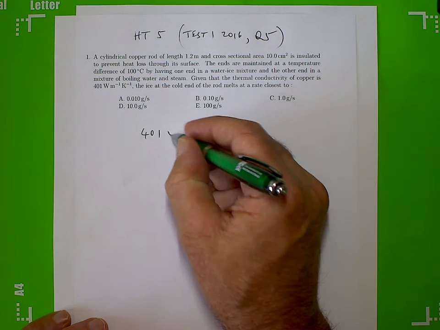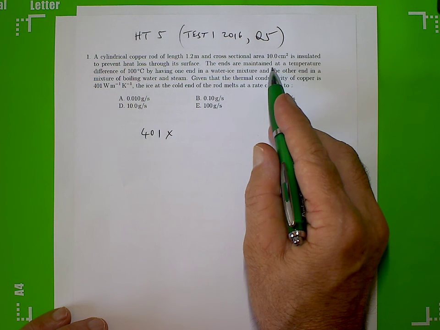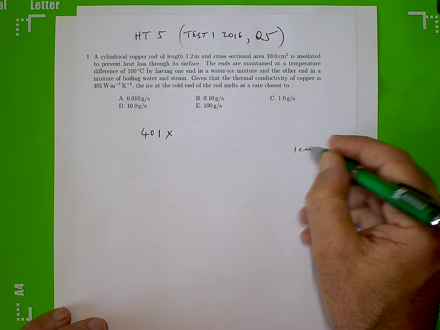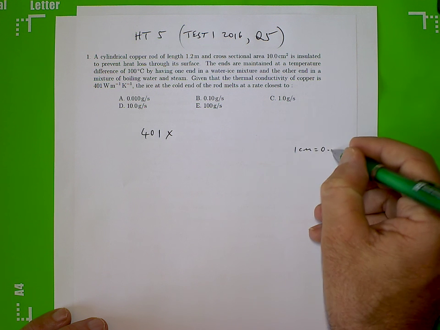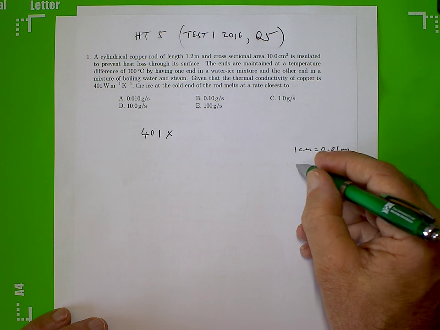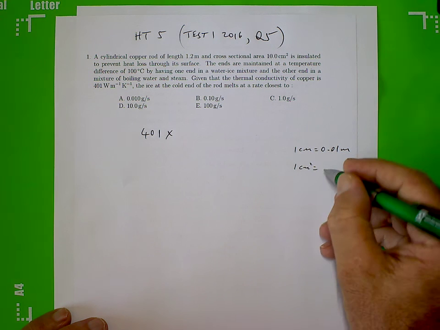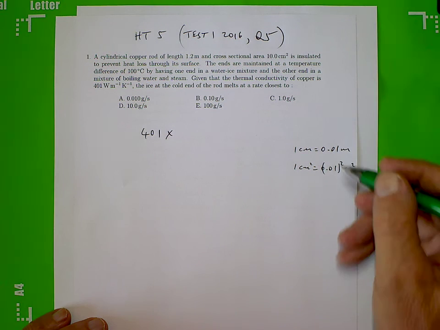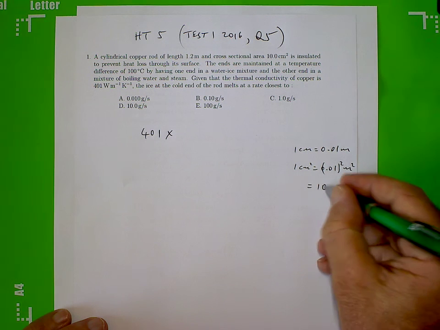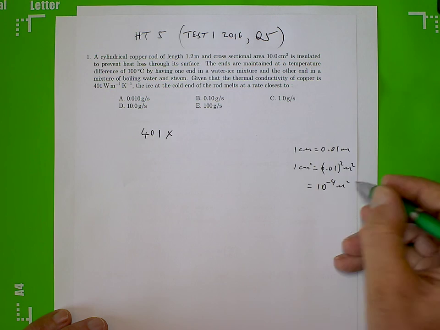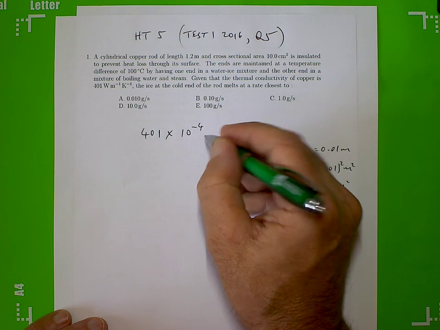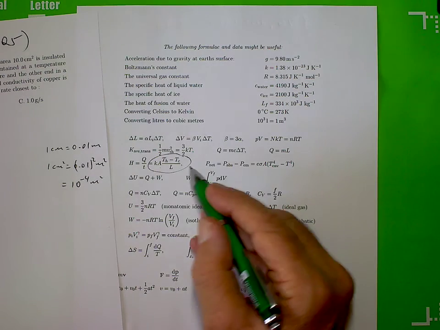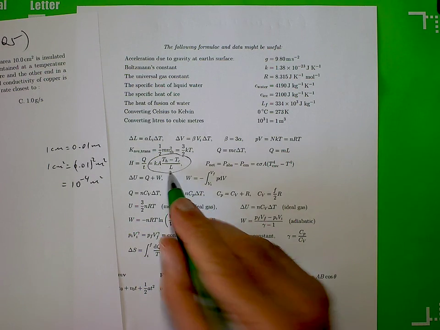Times the area. Now the area is 10 square centimeters. So 1 centimeter is equal to 0.01 meters. So therefore a centimeter squared is equal to 0.01 squared meters squared, which is equal to 10 to the minus 4 square meters. So times 10 to the minus 4 square meters, times, going back to the formula, the temperature difference divided by the length.